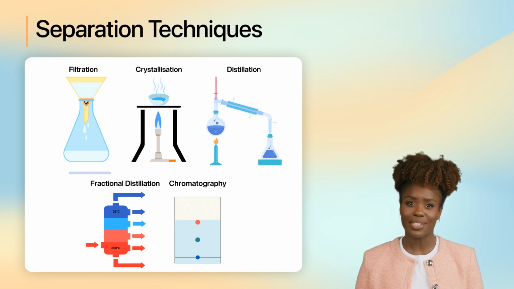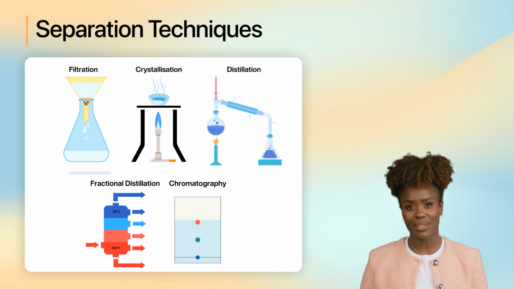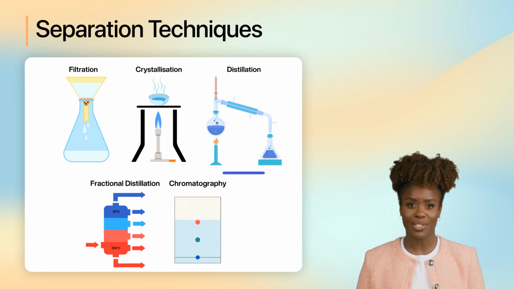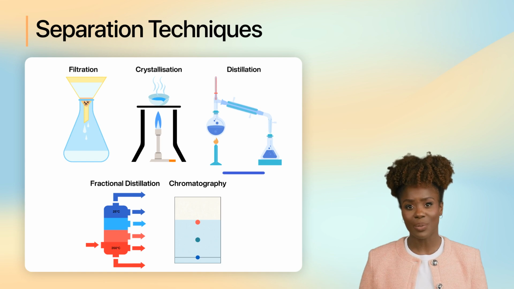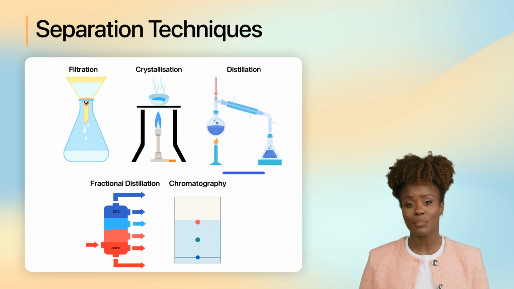We began by discussing filtration, a method that uses a porous barrier to separate undissolved solids from liquids or gases. We then explored crystallization, which separates dissolved solids from a solvent by allowing the solvent to evaporate, forming solid crystals. Next, we covered simple distillation, a technique for separating liquids with significantly different boiling points by heating the mixture and condensing the vapor of the lower boiling point component.